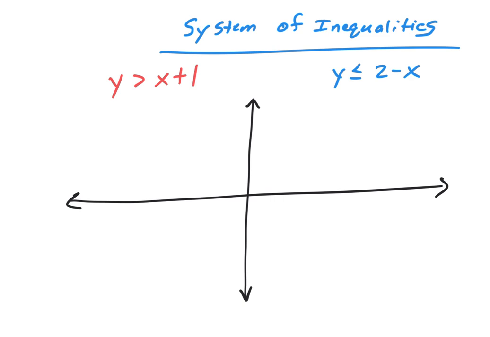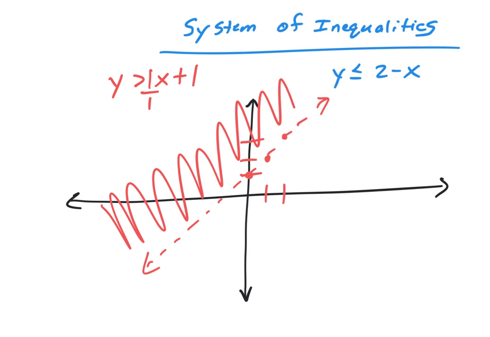So let's start with the x plus 1, first of all. It's in slope-intercept form. My slope is 1, my y-intercept is 1, so we're going to go up 1, make a point. My slope is 1, so we're going to go up 1 over 1. And I can keep doing that as many times as I need to. Okay, it's greater than, so it's going to be a dashed line, and greater than is going to be shaded above that.